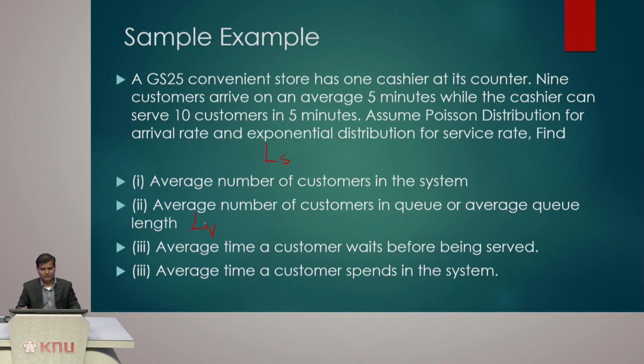You are also asked to find the average time a customer waits before being served, and the average time the customer spends in the system. So that's the average time the customer has to wait and the average time the customer spends in the system. That's like W sub s and W sub q. We have all these formulas. You can write them down and then execute them.